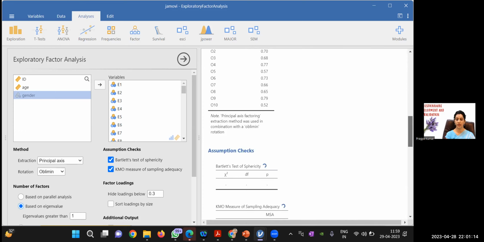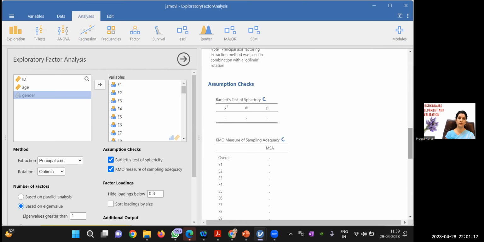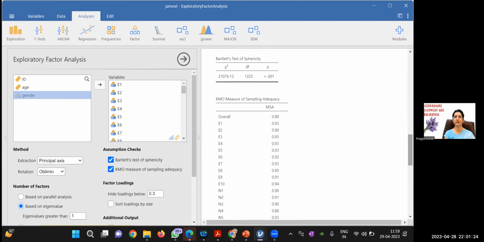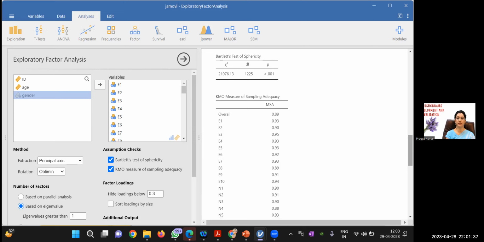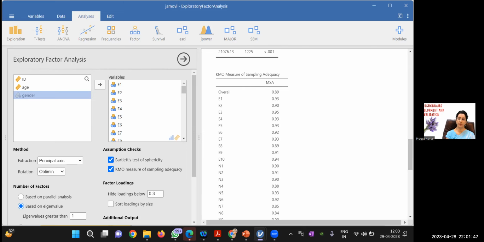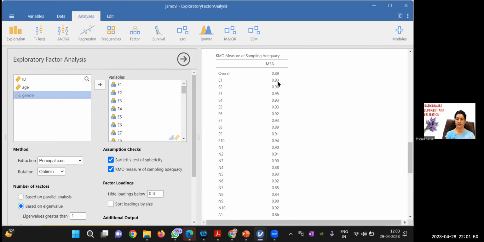Then you'll come down and focus on the Bartlett's test of sphericity and the KMO measure. Bartlett's test of sphericity, you can see, is less than 0.001; it should be less than 0.05. That means you can do the test, because it says that the items are correlated with each other. Now coming to the KMO measure of sampling adequacy, this should be more than 0.8.